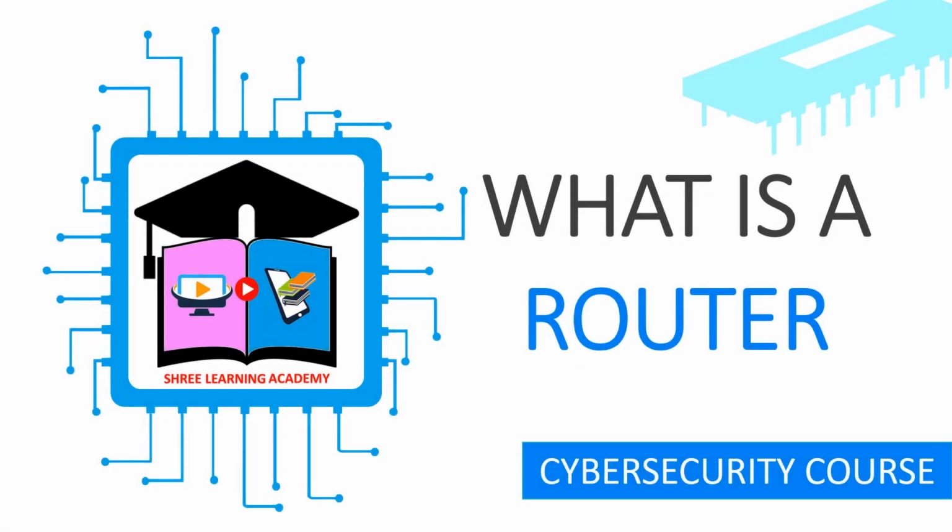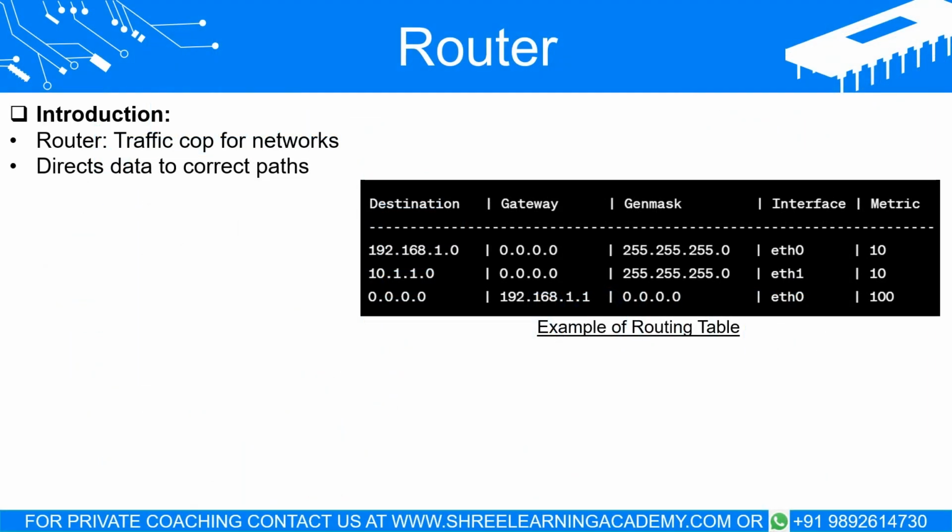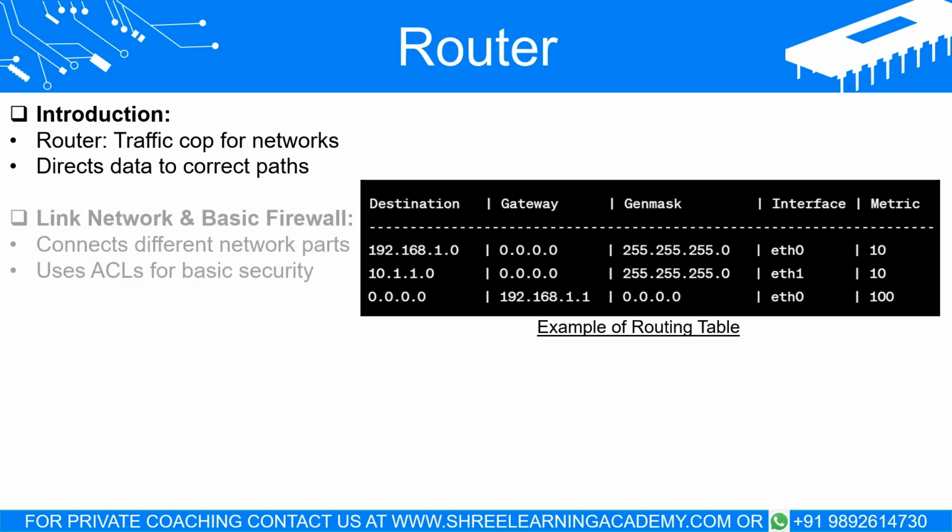Our today's topic is routers. So let's get started. Introduction. A router is like a traffic cop for your home or office network, making sure that data gets where it needs to go. It's an essential device that connects different parts of a network and helps data find the quickest route to its destination. Think of it as the director of a busy intersection, directing cars, data packets, to different roads, networks. Let's dive into the main features and functions of a router in simple terms.